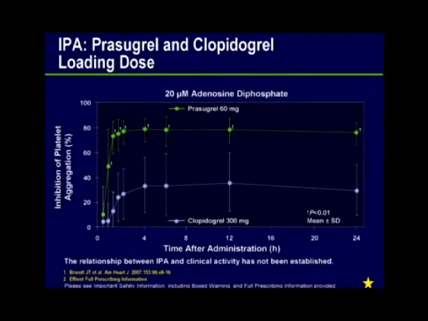This is just one slide showing you the differences in platelet inhibition. This is kind of the opposite of what I showed you before. This shows the levels of the platelets that are blocked. So on this one, the higher the level, the better. Prasugrel, as you can see, achieves roughly a doubling of the platelet inhibition.